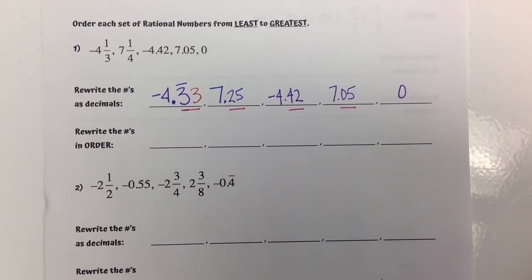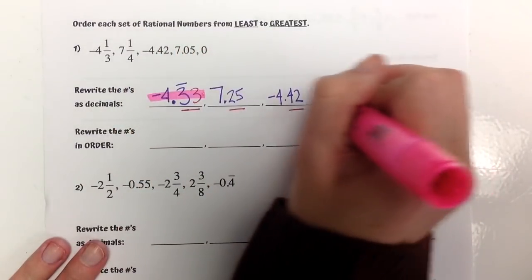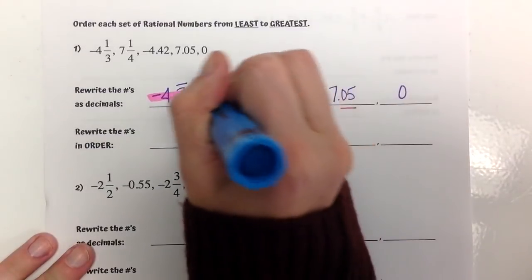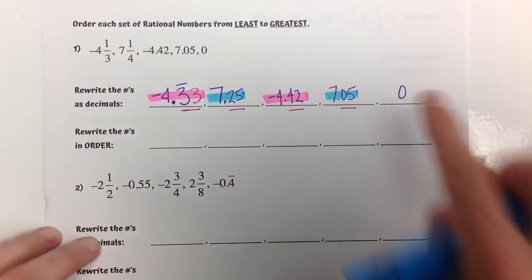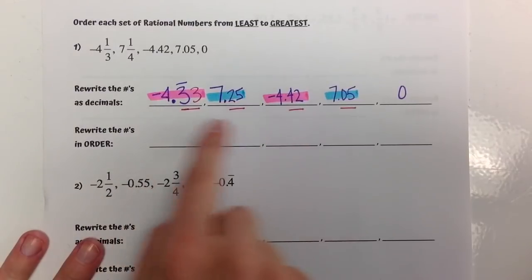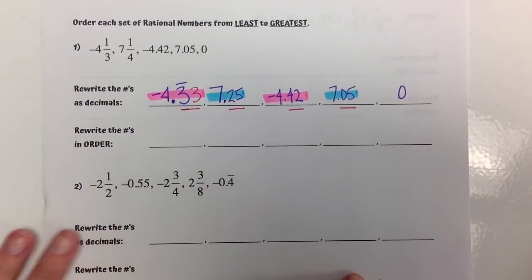Now I'm going to look at my negatives versus positives. So I'm going to go through and highlight the negatives. So these two are negatives, and I'm going to highlight the positives. I didn't highlight 0 because 0 is kind of its own number. It's in the middle of negatives and positives. So at least we should be able to identify that my 2 negative numbers should be the first 2 numbers, okay, before I move into the positives.